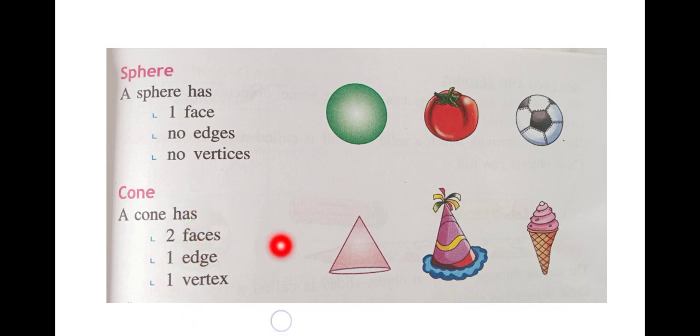A cone has got two faces. You know which are the two faces? This part is a face, and the below part, the down part, this one is also another face. So how many faces are there? Two faces. Edge, how many edges are there? This is the only edge, the round part here. And the vertex is this one. This is the vertex of the cone. Understand? So in a cone there are two faces, one edge, one vertex.